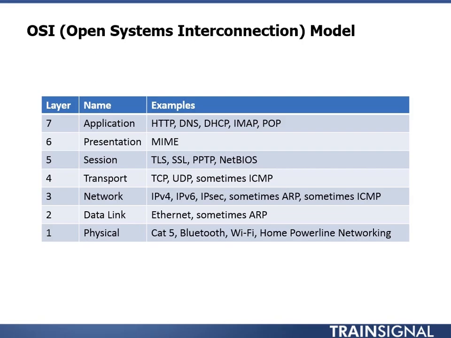This is the OSI model, the Open Systems Interconnection model, and it has 7 layers. Now I'll start from the bottom up here. The bottom layer, layer 1, is physical, and these are the physical wiring or wireless protocols that are used to actually transfer the electronic communications from one device to another.